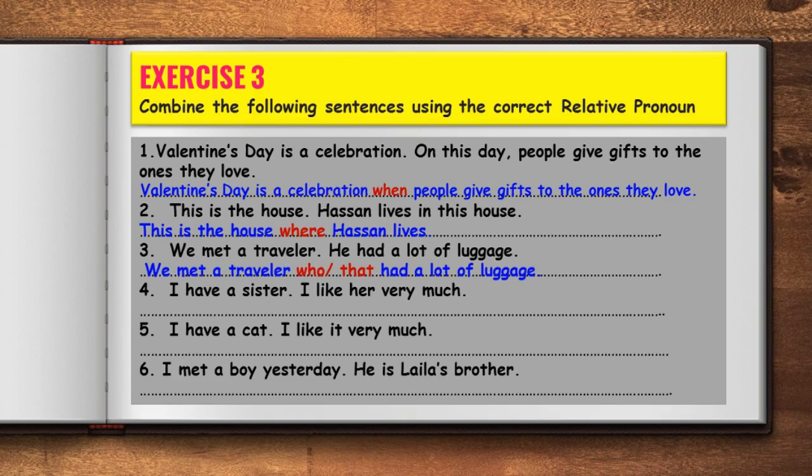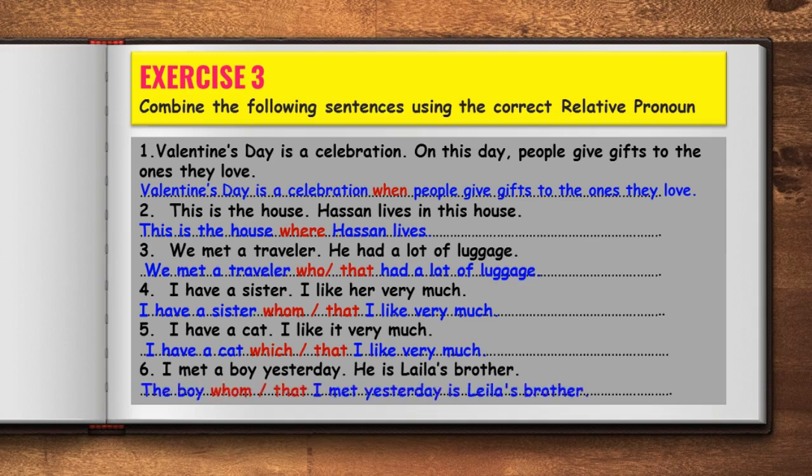I have a sister and I like her very much. So the sentence is, I have a sister whom I like very much. I have a cat. I like it very much. Here I have a cat which I like very much. I met a boy yesterday. He's Layla's brother. So here the boy whom I met yesterday is Layla's brother.